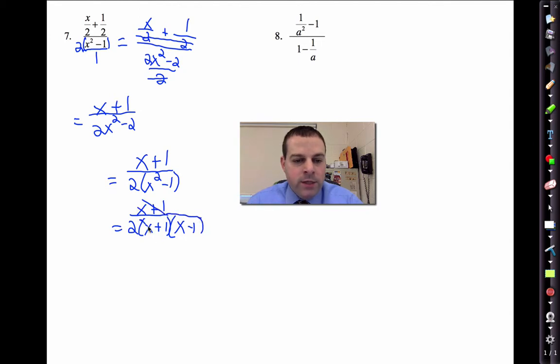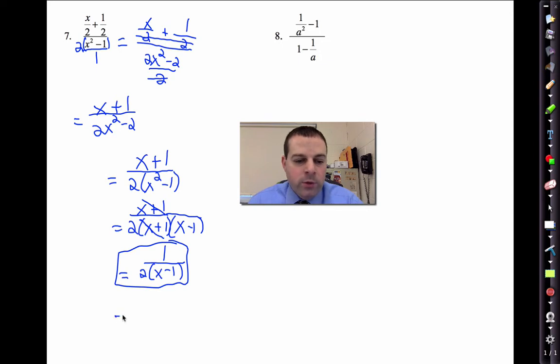Now, again, we run into that situation from a few problems ago where our entire numerator cancels out. So we end up with 1 over, right? Your fraction does not completely disappear if your numerator's gone, and you have a factor of 2 and a factor of x minus 1 remaining.